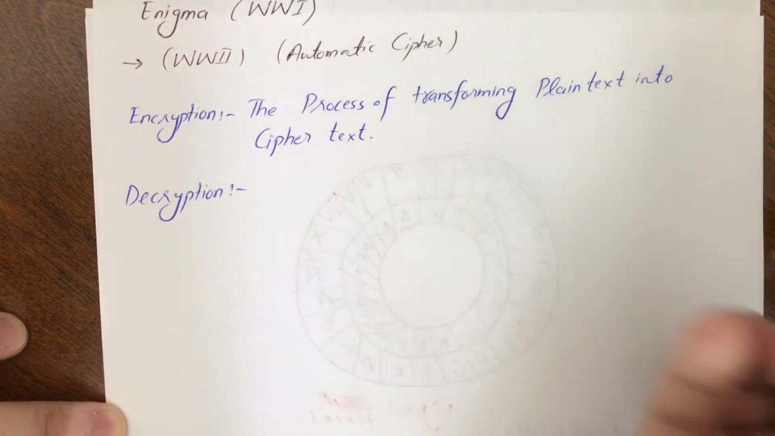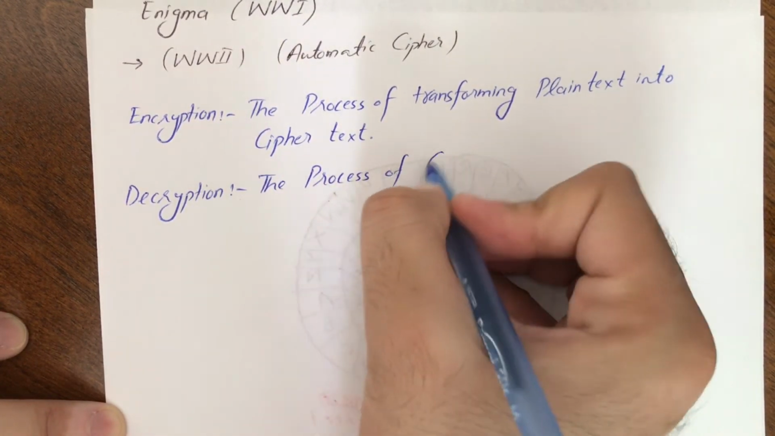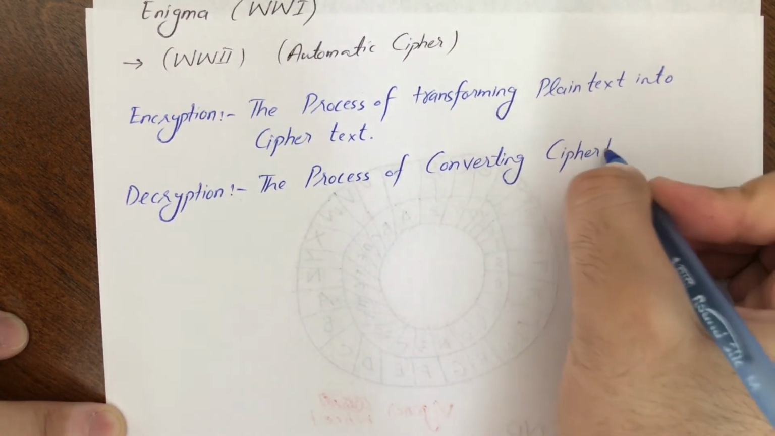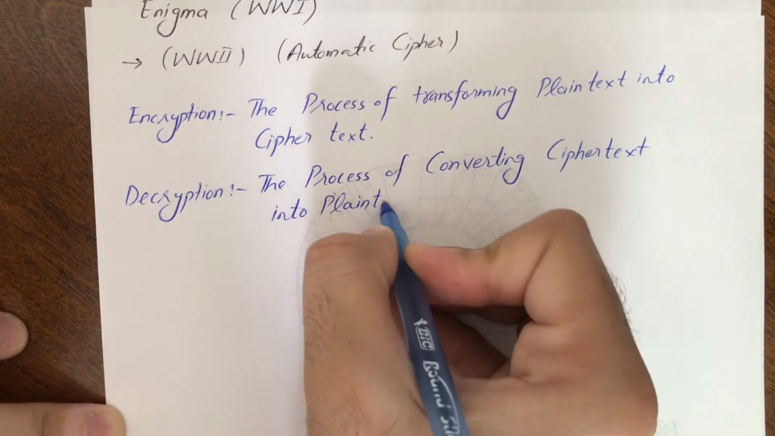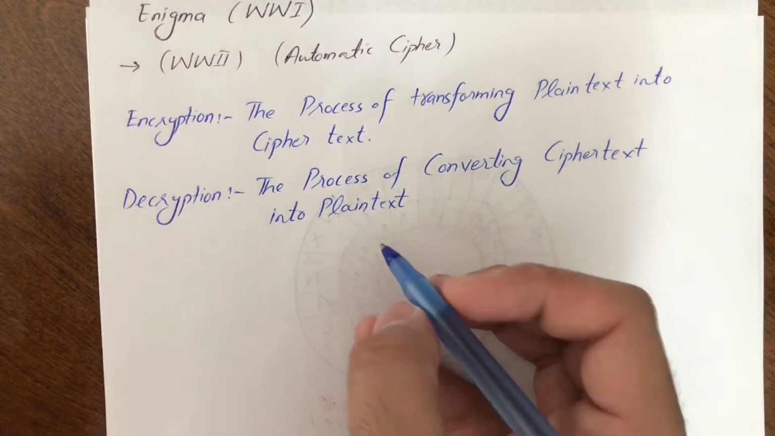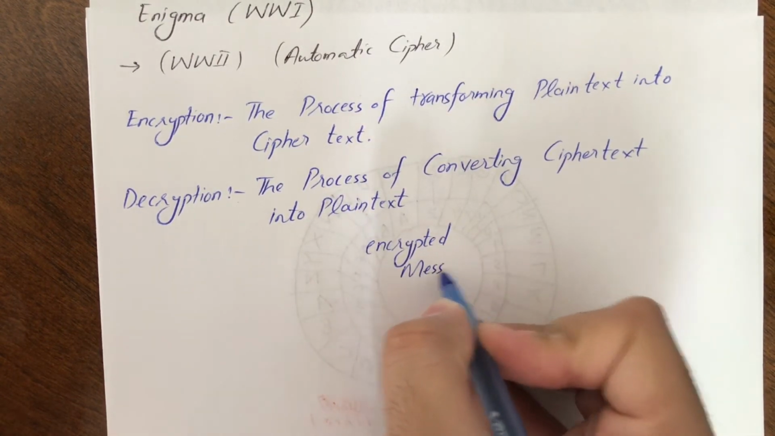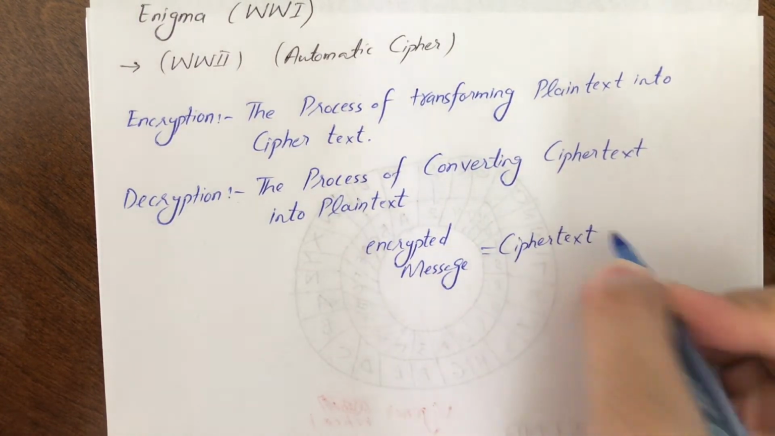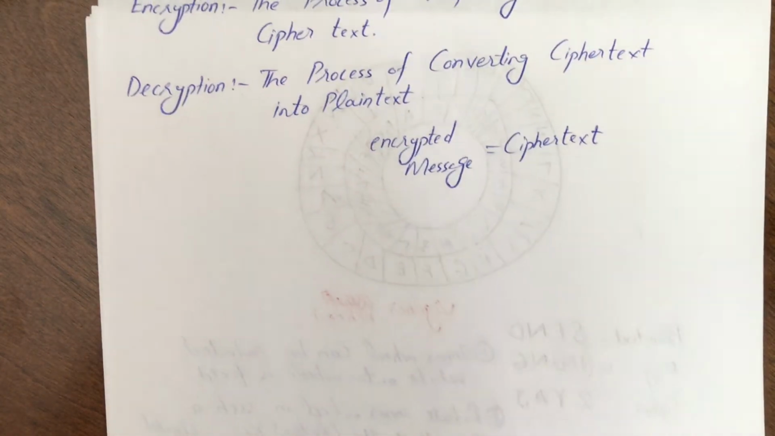And decryption is basically the reverse. You can say it is the process of converting ciphertext into plain text, and we do the decryption on our receiver side. Please remember, an encrypted message is equal to ciphertext. So ciphertext or encrypted messages, both are the same thing. Okay, and a decrypted message or plain text is the same thing.